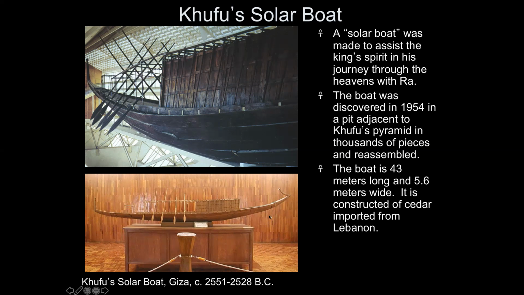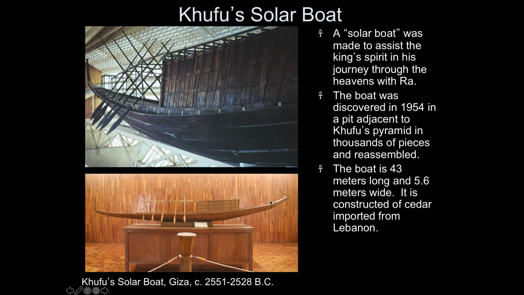This is a picture of a reproduction, so you can get an idea of what the whole thing looked like. It's very long and thin, so it's hard to get a picture of the actual thing. It's 43 meters long. For those of you that are American, we're talking about 140 feet or so, and 5.6 meters wide. And it's constructed of cedar imported from Lebanon. So this shows the reach of the Egyptian empire at this time. And by the way, those cedar trees are still existent in the highlands in Lebanon today.